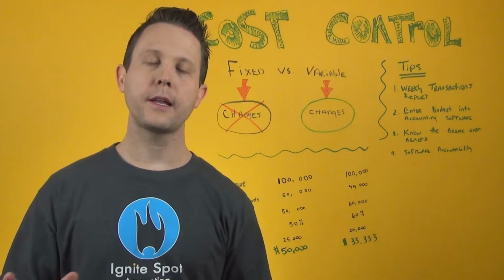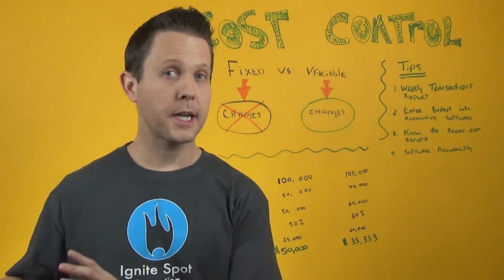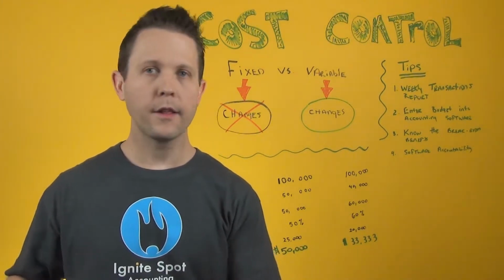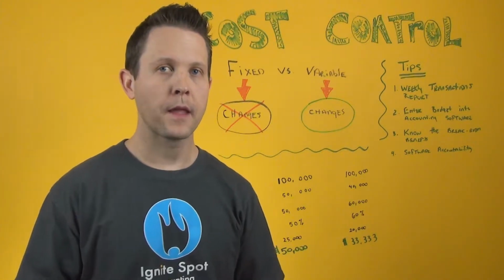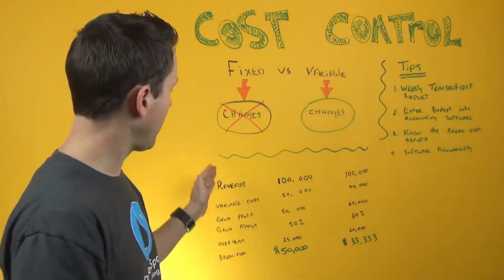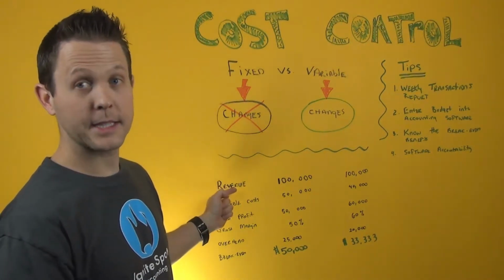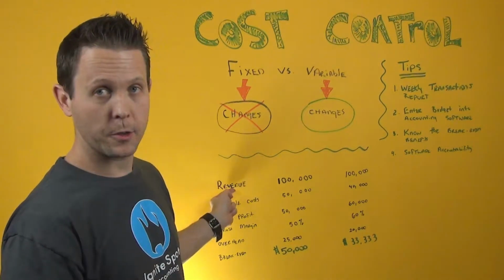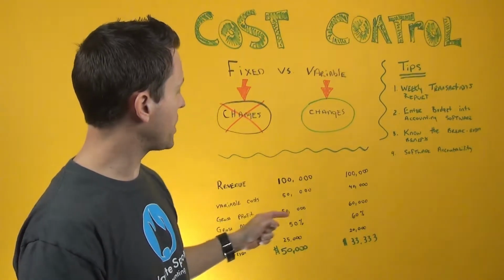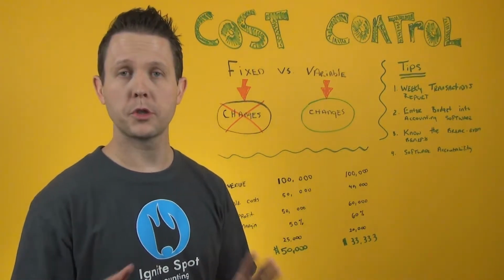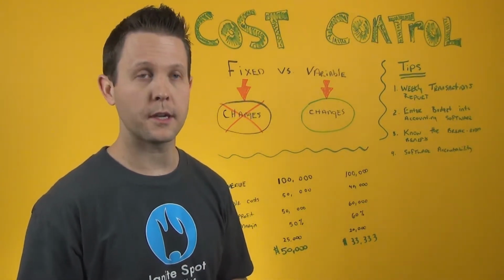So if you don't know how to calculate break-even points, we've created a separate video on how to do that. I'll include the link in the blog post down below. But we're going to walk through a quick example here. So I've got two different examples. The top line here, again, if you can't see it, I'll read it to you. It says revenue. For both situations, it's $100,000. We're assuming the business is $100,000 in sales.